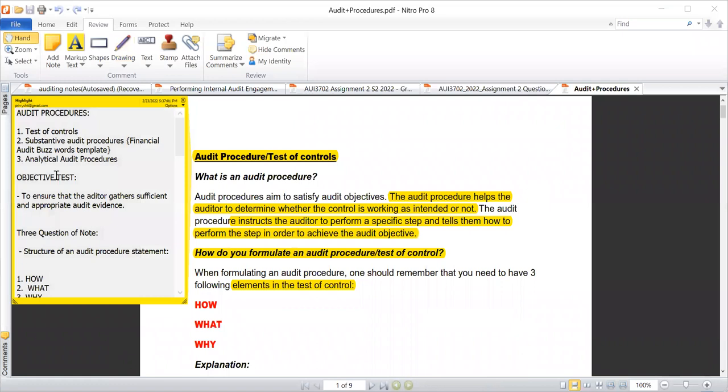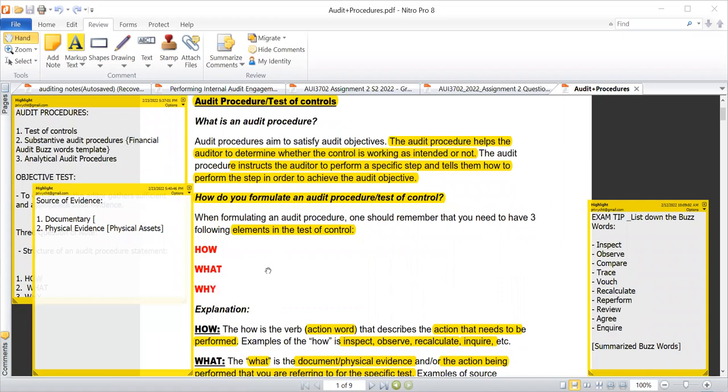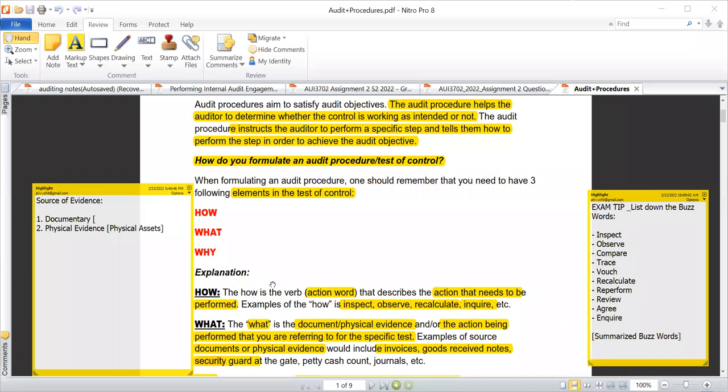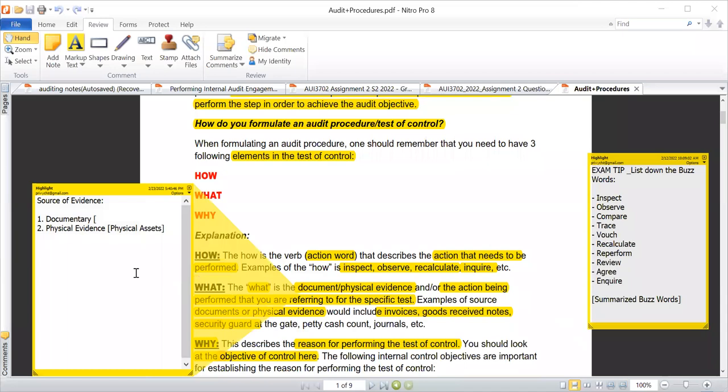So I'm going to be very brief. The only thing I just wanted to show you when you're dealing with audit procedures is that they are looking for three things: your how, your what, and your why in the statement that you give when you're formulating a procedure. I think the most important thing you need to do is reflect the how, the what, and the why in the statement description you give. So I'm going to illustrate here.